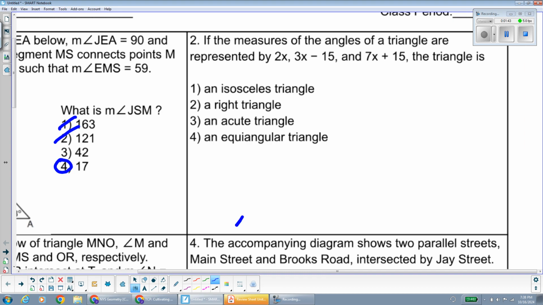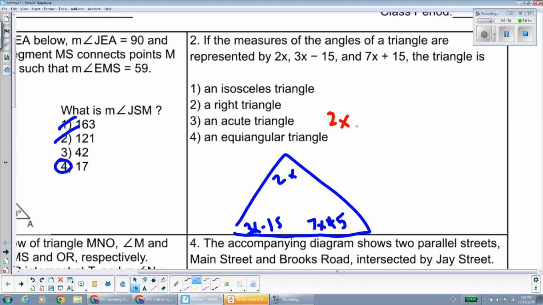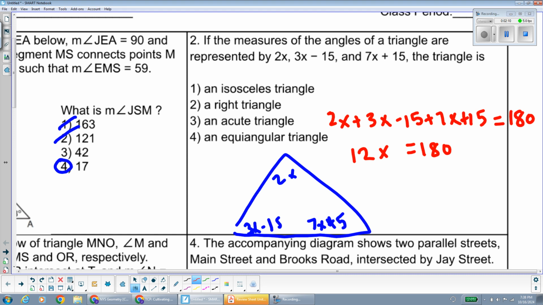We have a triangle, and the measurements are represented by 2x, 3x minus 15, and 7x plus 15. We know that if we take all three of those angles and we add them together, that will sum to 180 degrees because all angles of any triangle sum to 180 degrees. Combining like terms, we have 12x equals 180 degrees. Dividing both sides by 12, x is equal to 15.